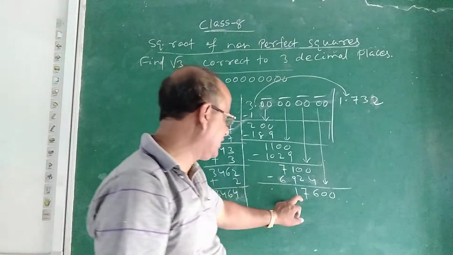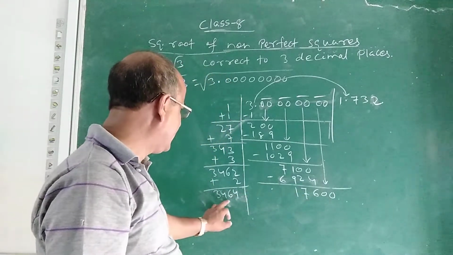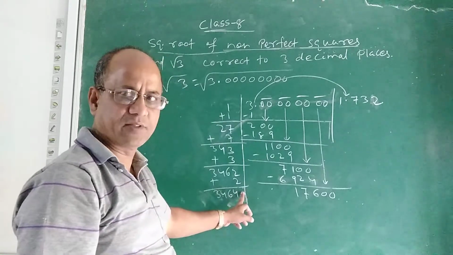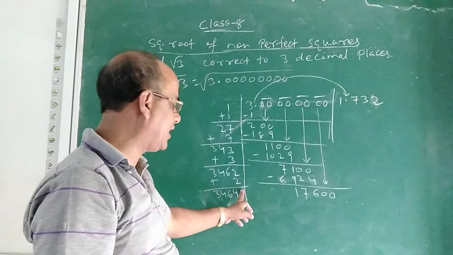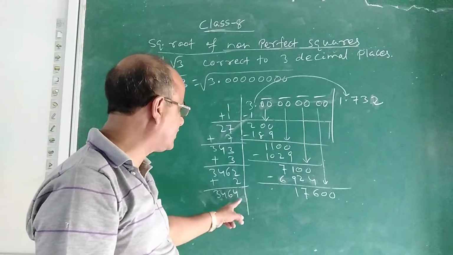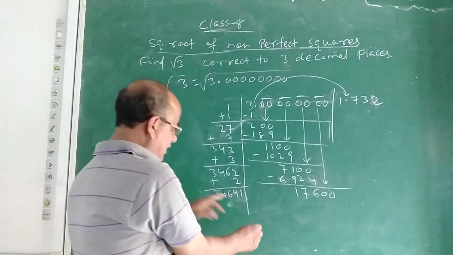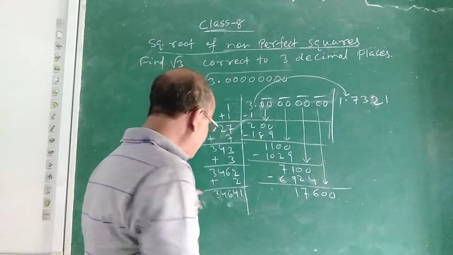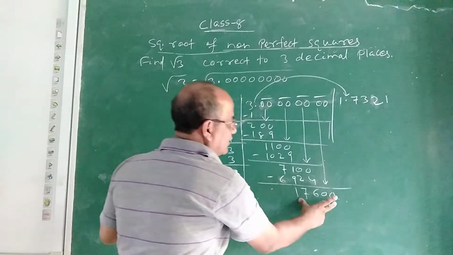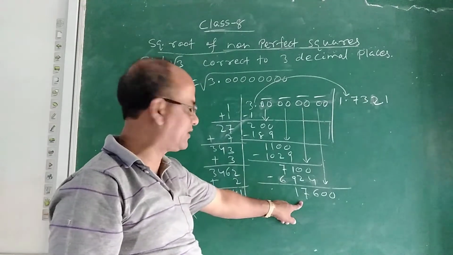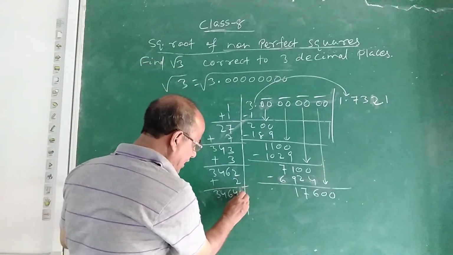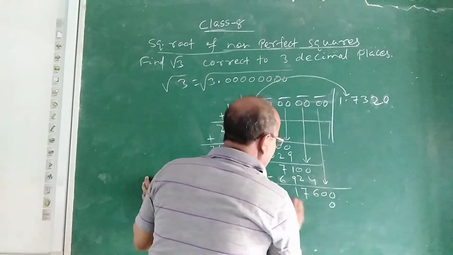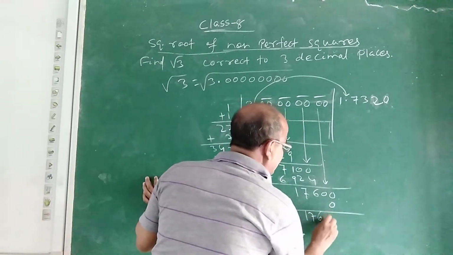You see, now it is 17,600, and the divisor is 3464. So can we put here 1? If we put here 1, this will become 34,641, and I have to put here also 1. Now the product of this number and 1 will be more than this number. It is only 17,600. So we cannot put 1 here. So definitely we have to put here 0. So it is 0 and the remainder is 17,600.